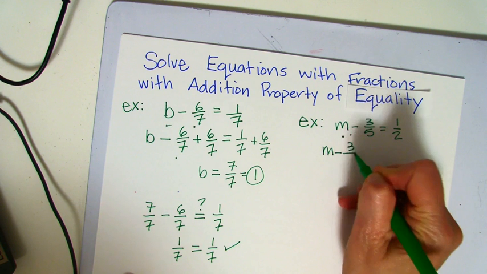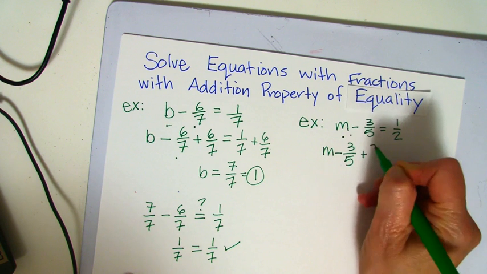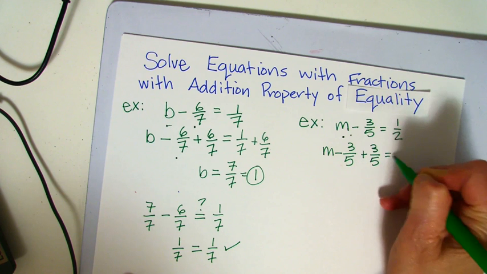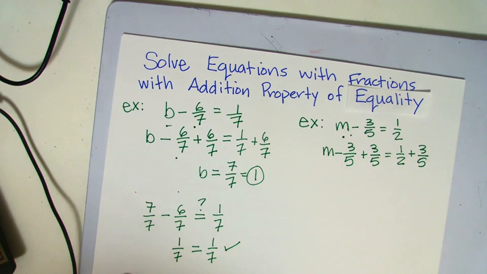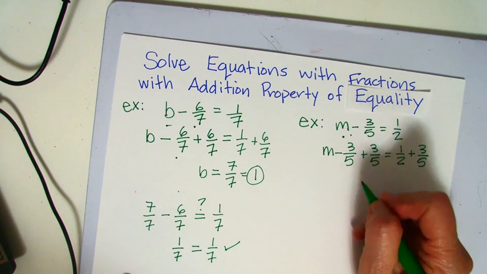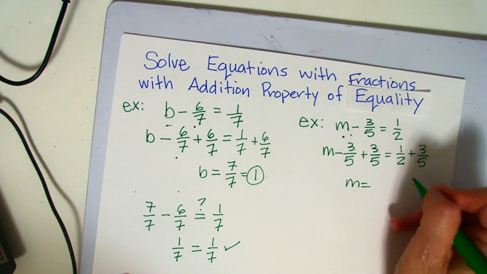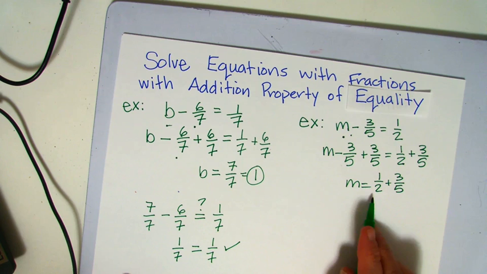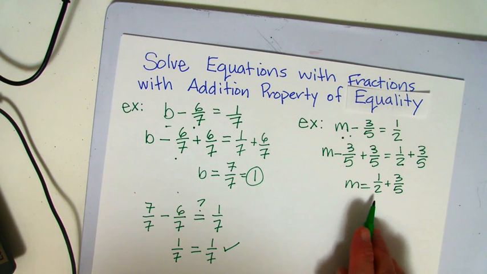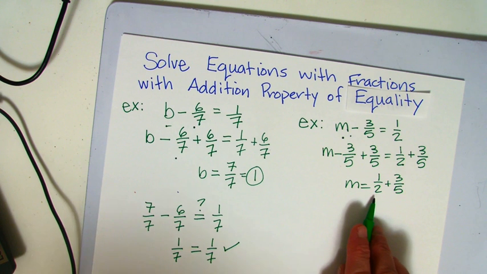m minus 3/5 plus 3/5 equals 1/2 plus 3/5. I'm left with m equals 1/2 plus 3/5. Notice I need to find a common denominator. We're going to think about the lowest common multiple when we're finding a common denominator. In this case, 10 would be the lowest common multiple, or the lowest common denominator.